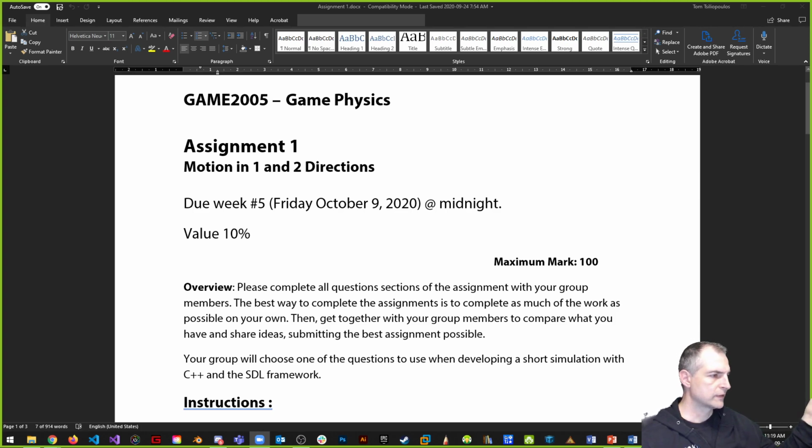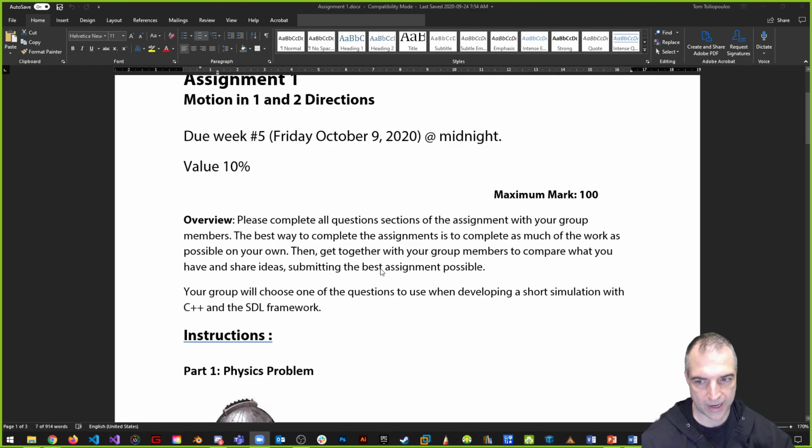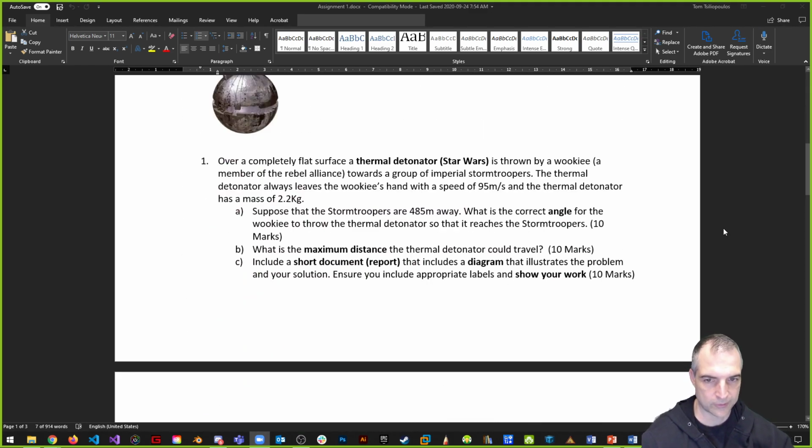Part 1 of the assignment is to be done by figuring out the problems by hand, not using C++ programming. In other words, you've got your problem, you get your physics formulas, and you do a little bit of research online if you need to, and you draft out what the solution to the problem is. I've asked some questions here about the Wookiee, and you need to answer those questions in full sentences, please, with math.